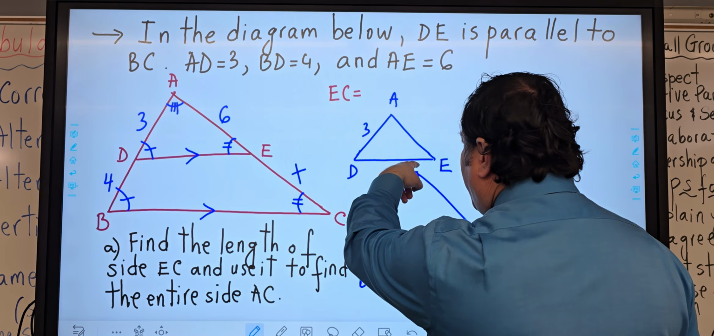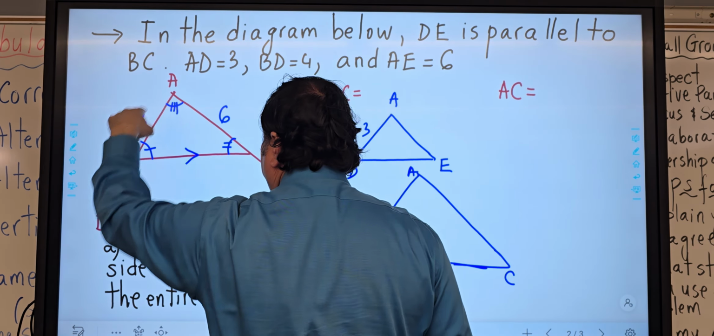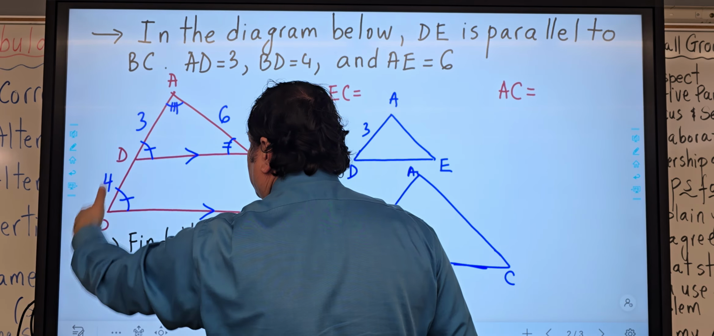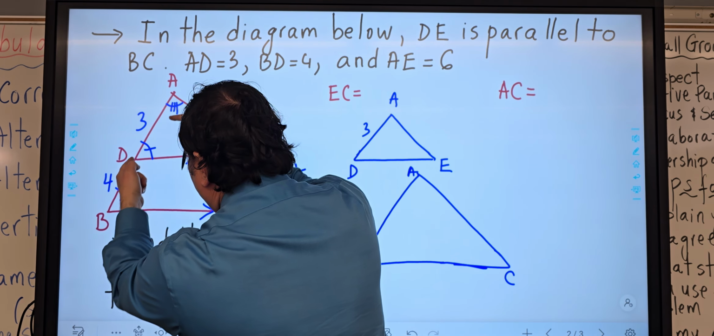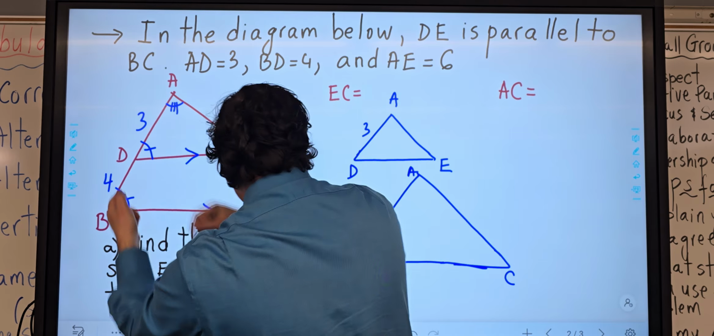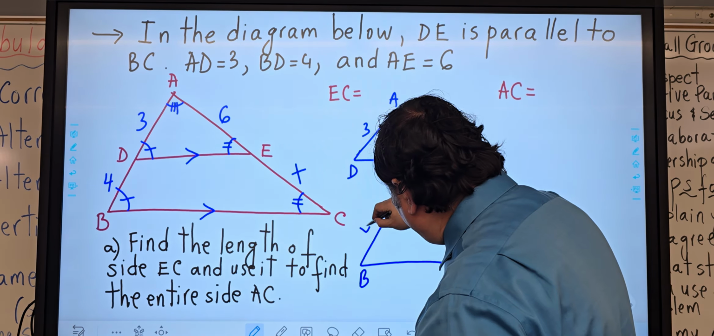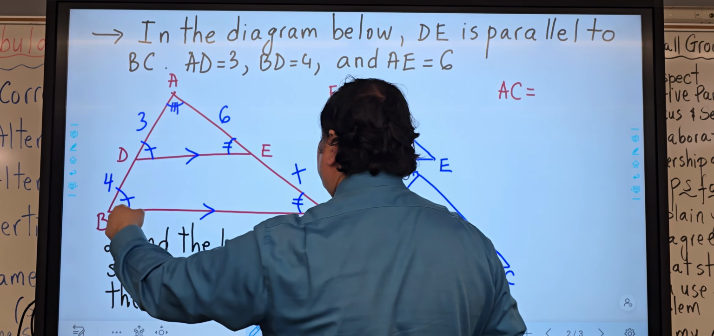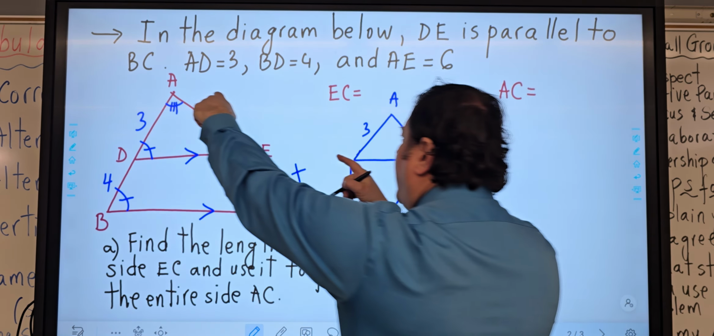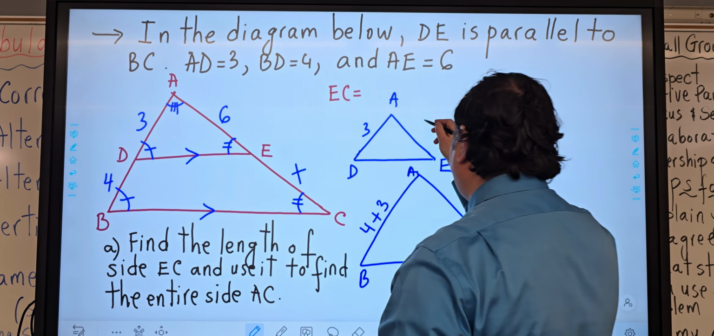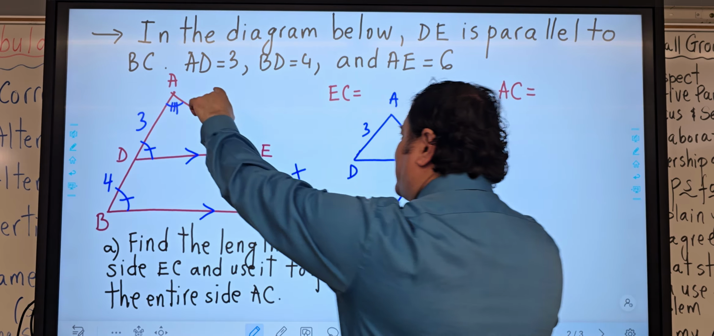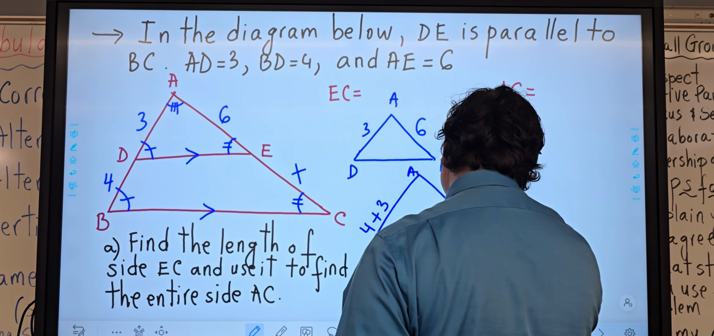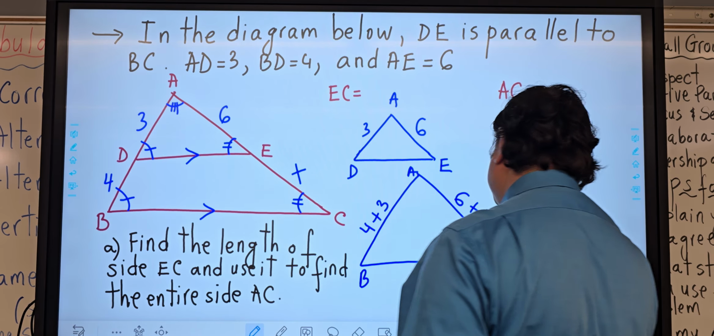But we know that the entire side AB is made up of 4 plus 3 because it's made up of this BD and AD, 3 plus 4. So this is 4 plus 3. The entire side is 4 plus 3. Now, AE is 6. And the entire side AC is 6 plus x.